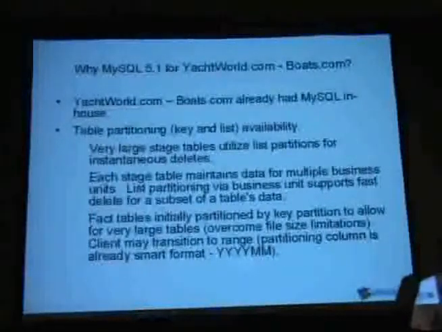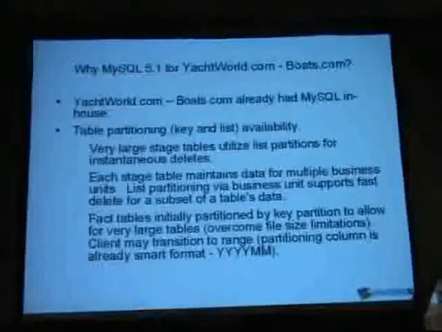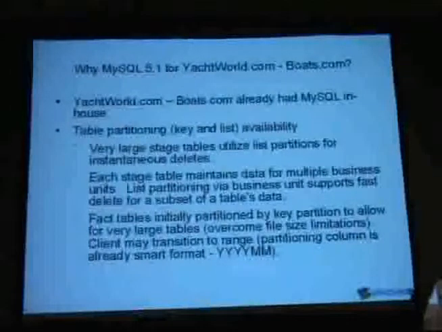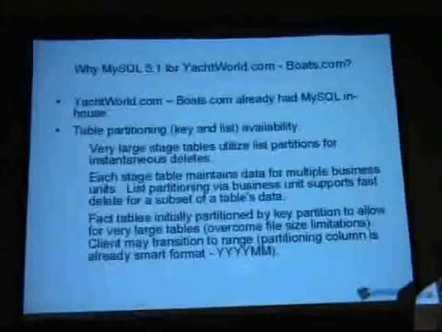So the different types of partitioning were key and list. We used the list partitioning in the stage tables. We had data from two different business units coming in. One was Boats.com, one was Yachtworld. We didn't want dependencies between the two. We wanted to field the load independently, even though we're using the same tables.